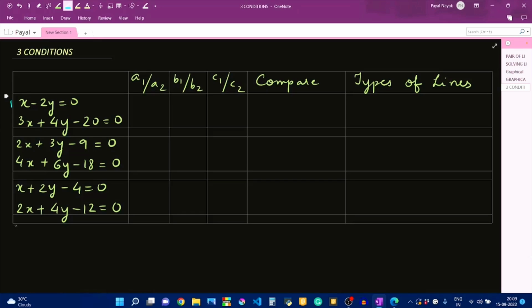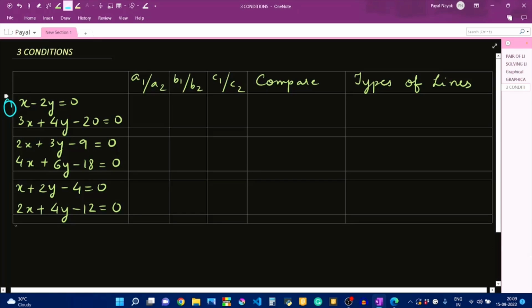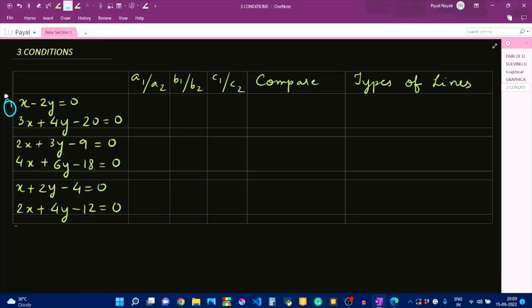Now let us take the first example. x minus 2y is equal to 0. Here the coefficient of x is 1, and in the second equation the coefficient of x is 3. So the ratio a1 by a2 is 1 by 3. Let us see what b1 by b2 is. b1 is minus 2, and b2 is plus 4, so it becomes minus 2 upon 4, which is nothing but minus half. c1 by c2: here you don't have a c term, the c term is absent in this equation, but here you have minus 20, so it is 0 upon minus 20. Now if you compare all these three ratios, you can see that all are different. So I can say that a1 upon a2 is not equal to b1 upon b2.